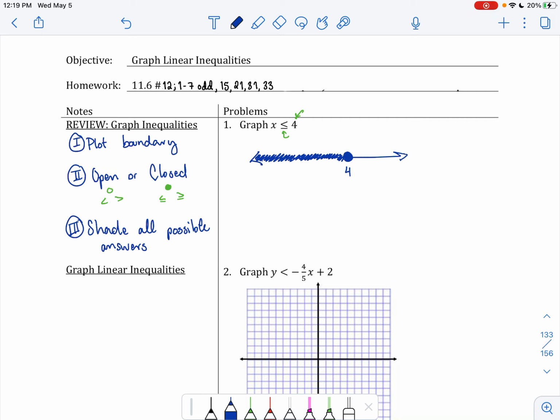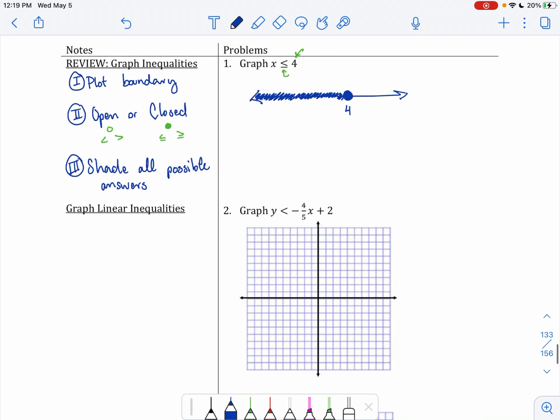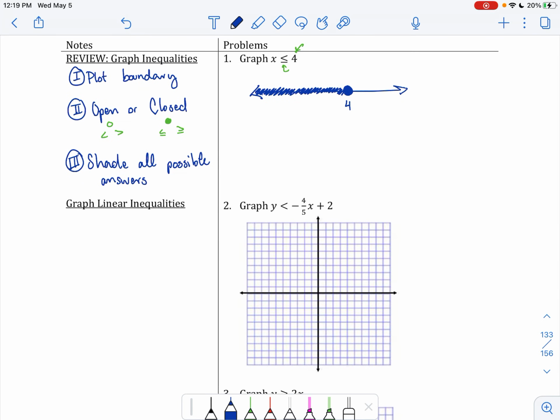Now, we are going to use this exact same method for graphing number 2. So in this case, we are still going to start with plotting our boundary. Now, since it is not a point on a number line, you'll notice something on the graph, that is just the mx plus b, slope-intercept form, because we're going to plot a line. Now you'll notice here we have our slope-intercept form.